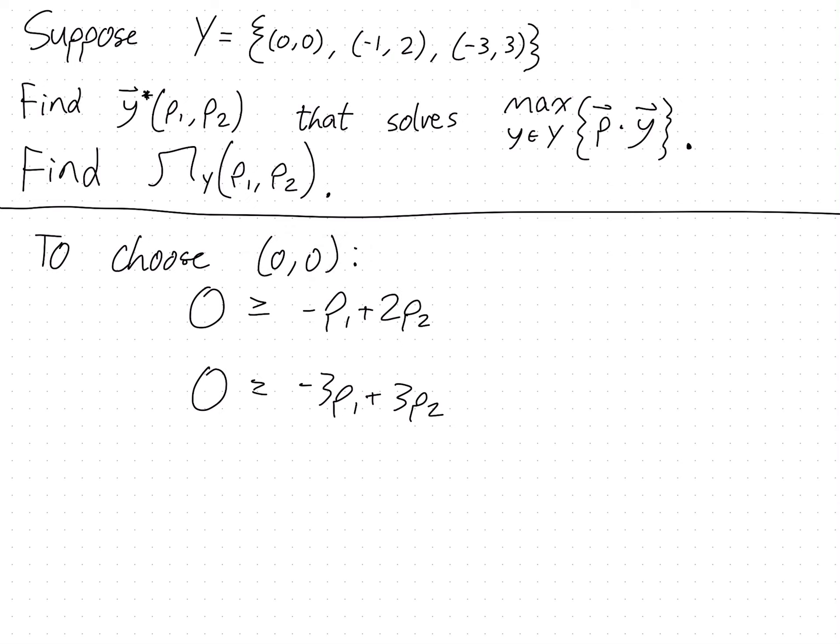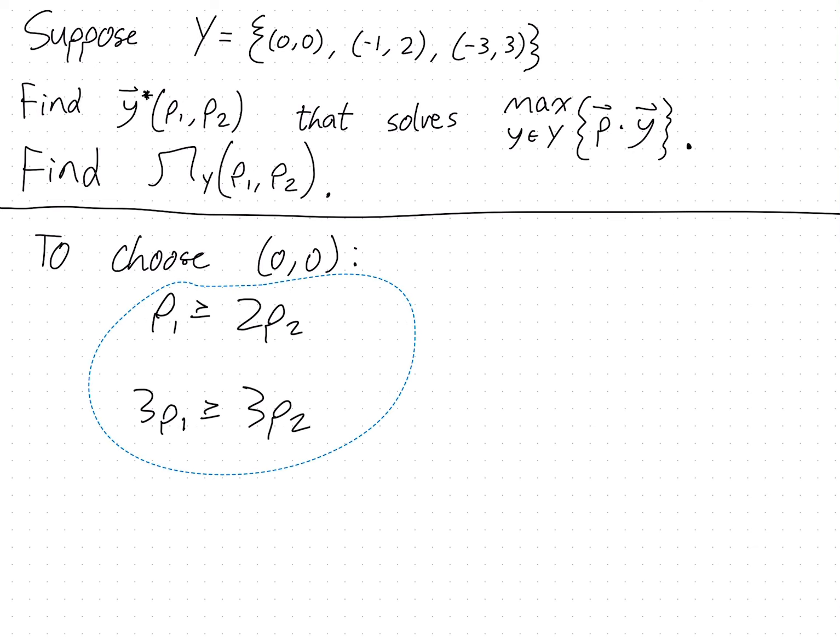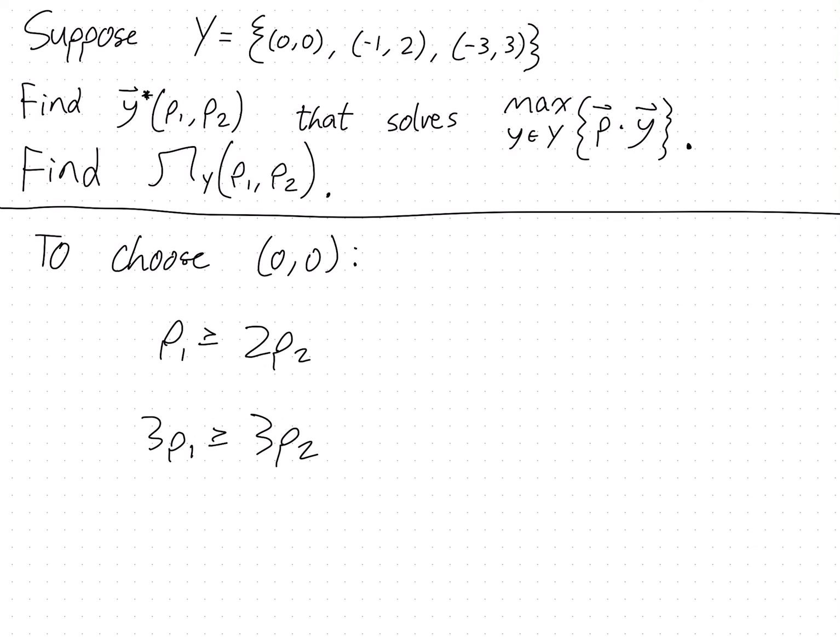But we can make it a little bit simpler than that. We can do some algebra here to move this p1 to this side and this 3p1 to the other side. So we can replace these with p1 greater than or equal to 2p2 and 3p1 greater than or equal to 3p2. Next, on this one, we can divide by 3 on both sides to get this.